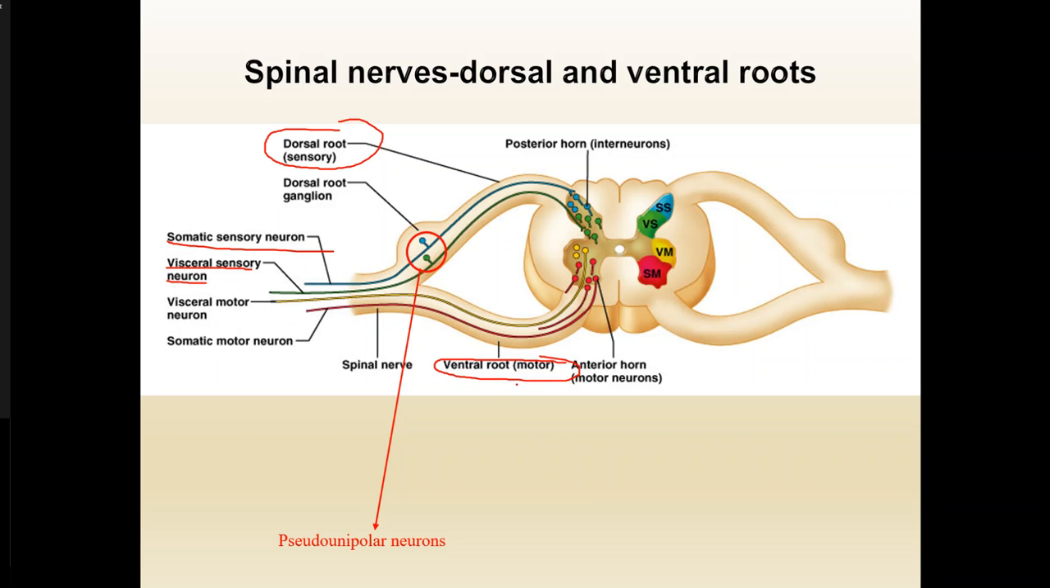And likewise, the ventral root, which is the motor root, contains not only the somatic motor neurons, but also the visceral motor neurons. So they all converge together, but they stay parallel to one another. They're kind of bundled together in one bundle here. They stay parallel and separated, but they run together into the same nerve root.